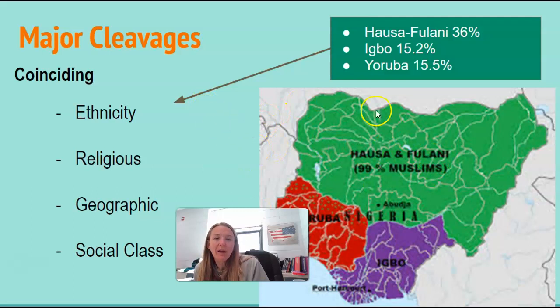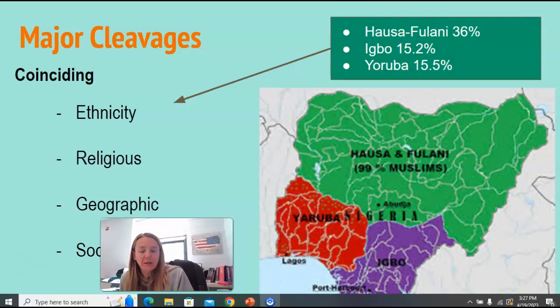Without a doubt, the Igbo and the Yoruba are about the same, about 15%. If we look down here, the Yoruba are in the southwest, and the Igbo are in the southeast.